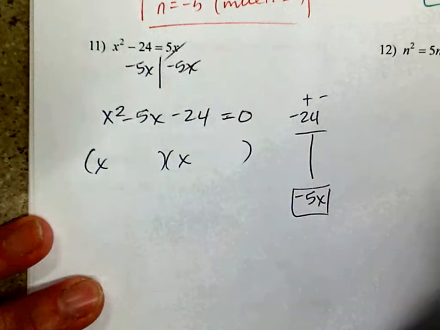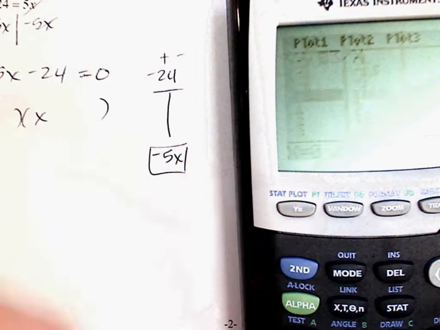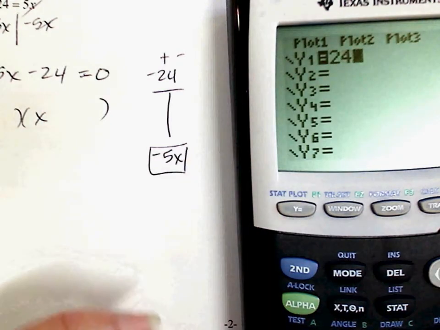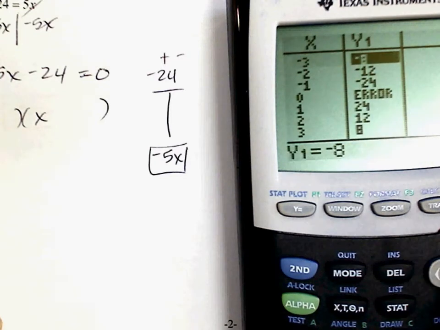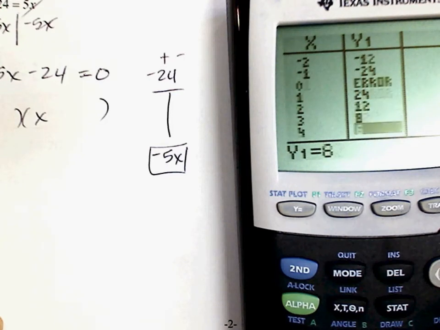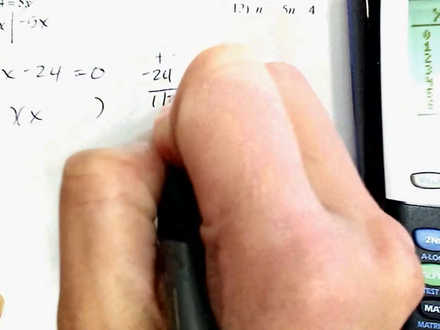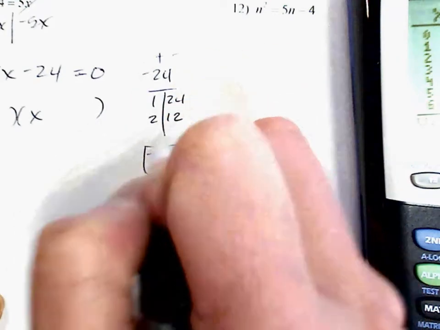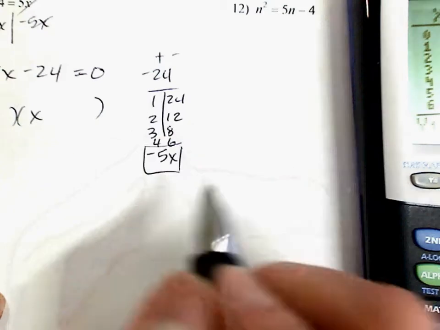This one I'm going to use the calculator. I don't need it, but I just want you to know. Go to y equals 24 divided by x. Second table. See where this word error starts? So 1 and 24, 2 and 12, 3 and 8, 4 and 6. Skip that one, 6 and 4. Now, there's the repeat. So you got 1 and 24, 2 and 12, 3 and 8, 4 and 6. Which one of those subtract to give you 5?